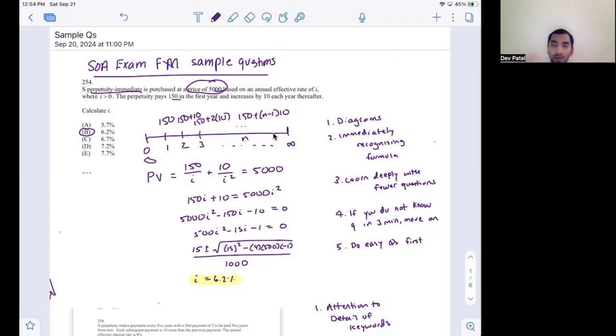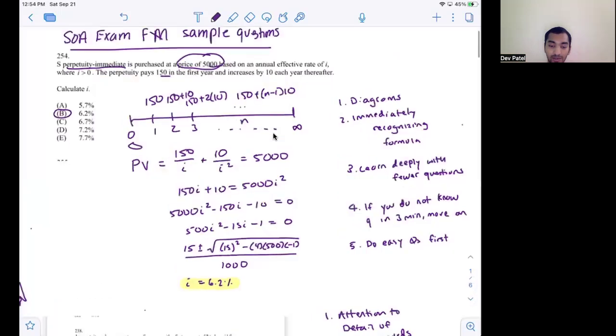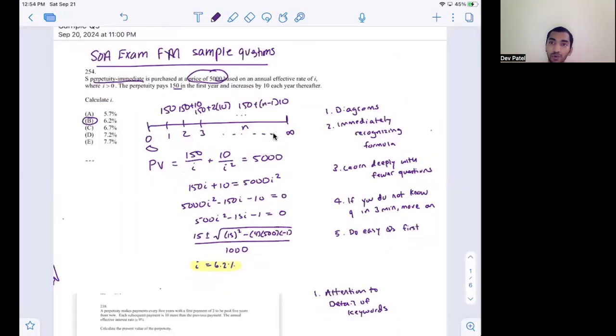Another thing is you want to learn deeply with fewer questions. Yes, you want to do as many practice questions as you can, but for each difficult question, really think about what your thought process was. What are some patterns I can get into that help me more easily solve these types of questions? In this case, it was drawing out the entire time diagram, or immediately recognizing and having memorized that formula. So with fewer questions, understand the patterns so you can apply them to future questions.